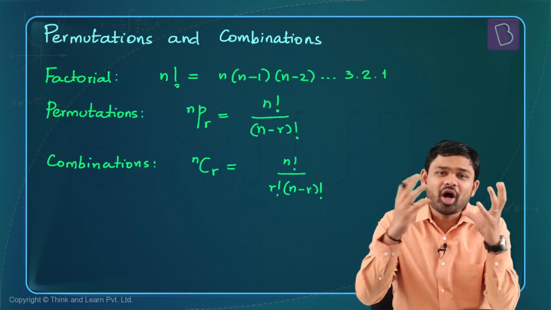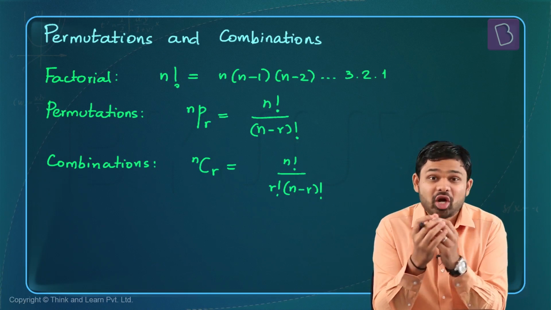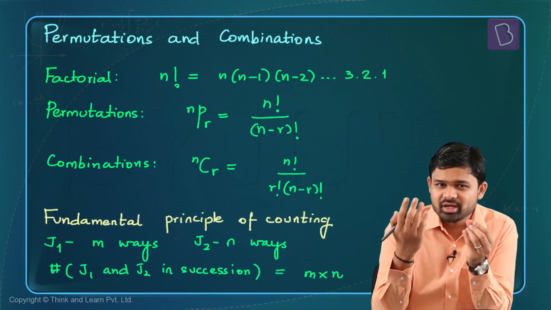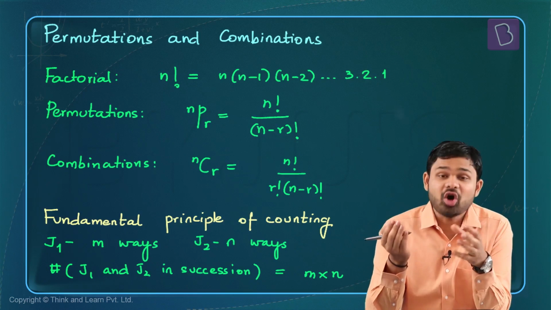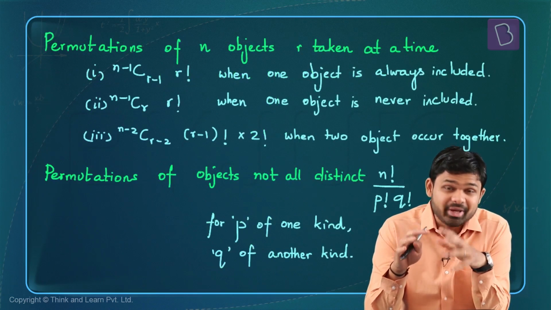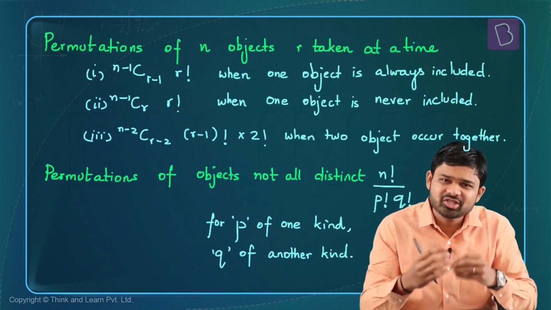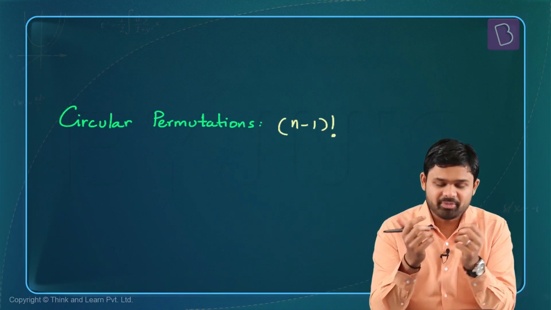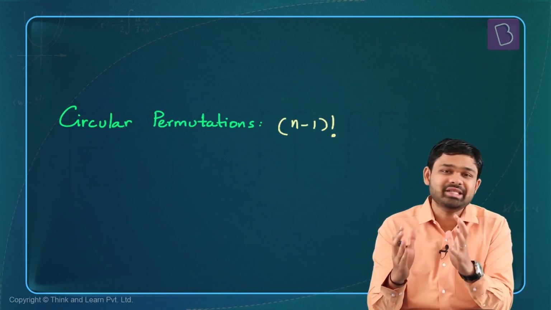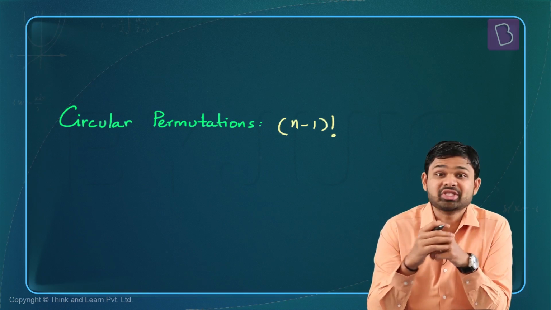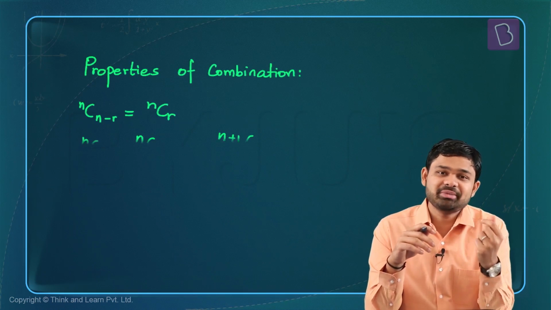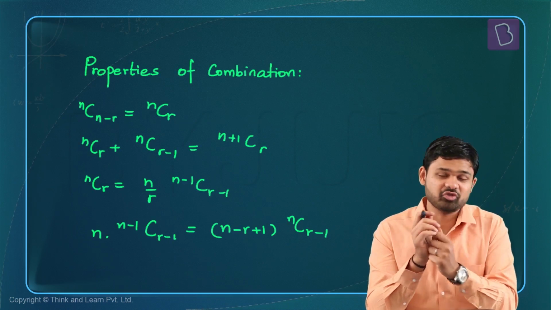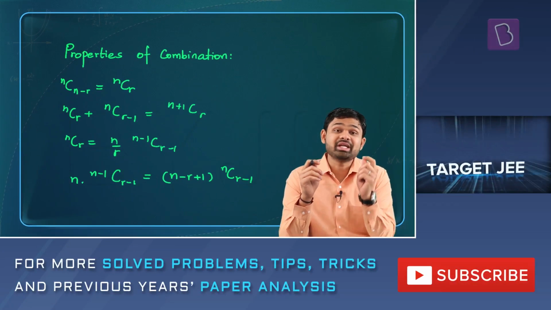So this is broadly covered in the topic which is called general arrangement. We look at the fundamental principle of counting. We look at arrangements. We look at a little advanced concepts such as circular permutations under this broad section which is called general arrangements. Then there are these specific concepts which are very important from the exam point of view. The first one is properties of combinations.